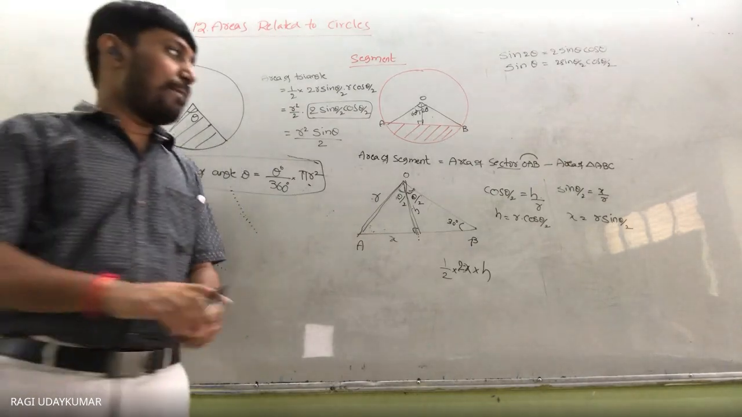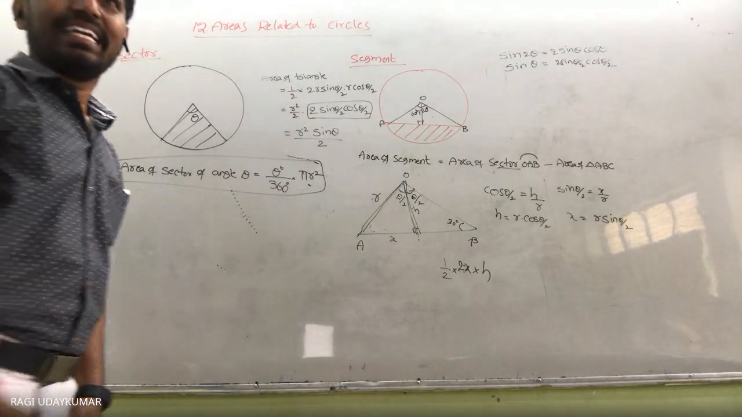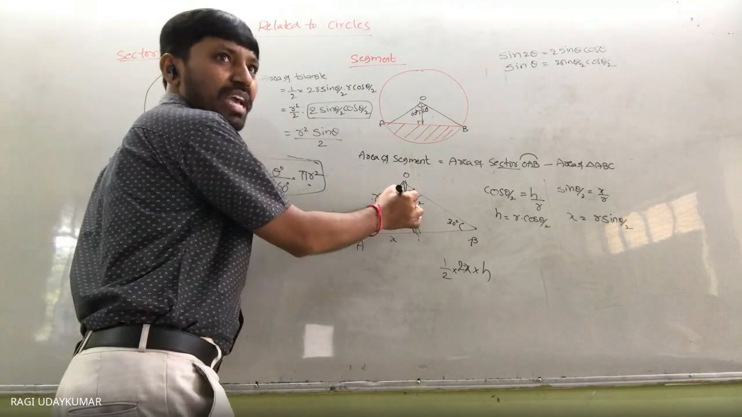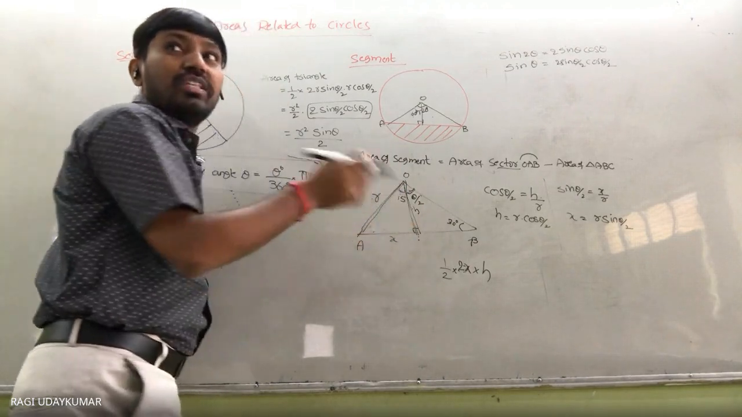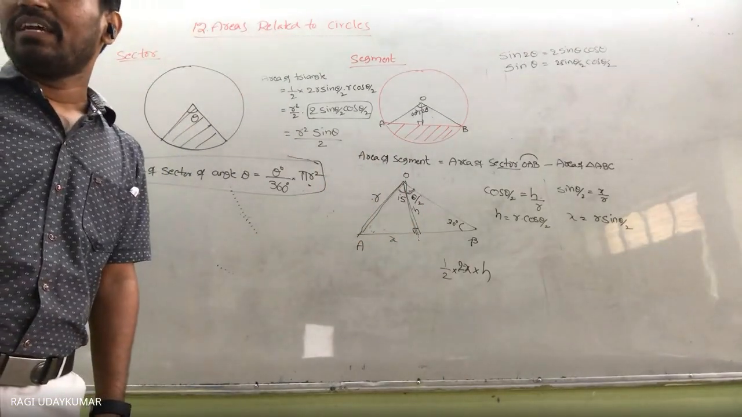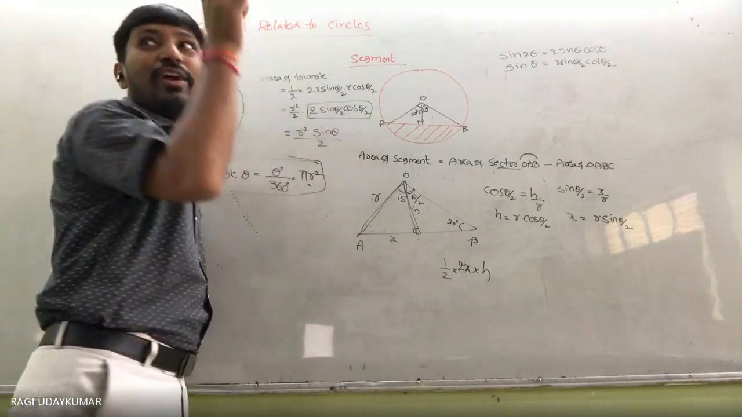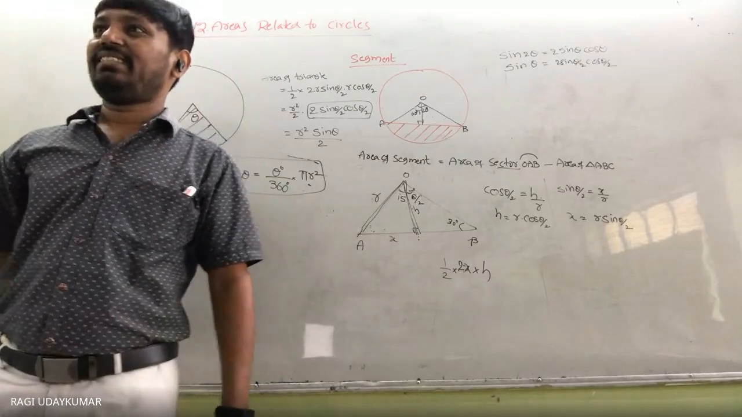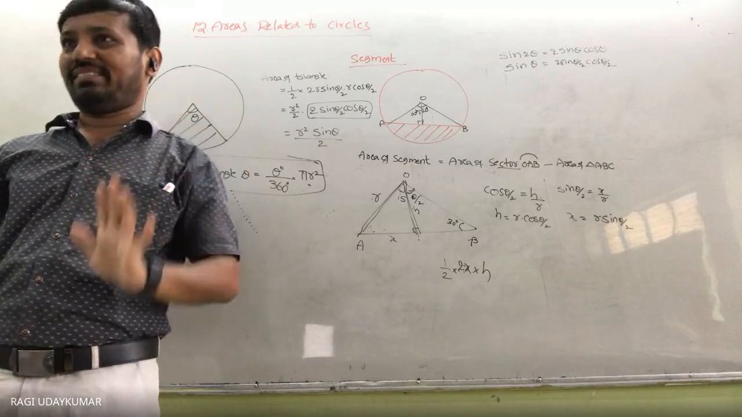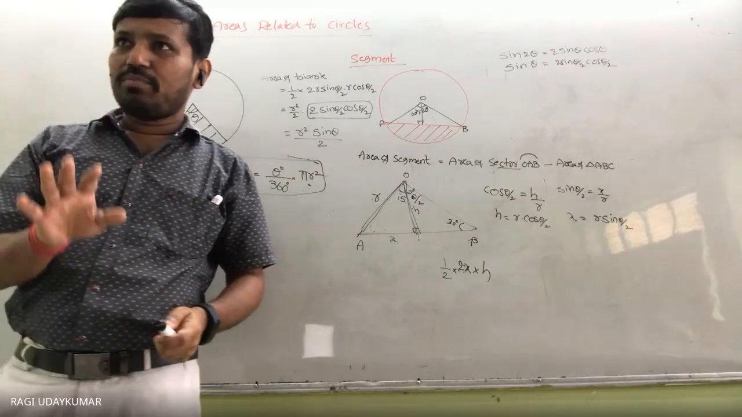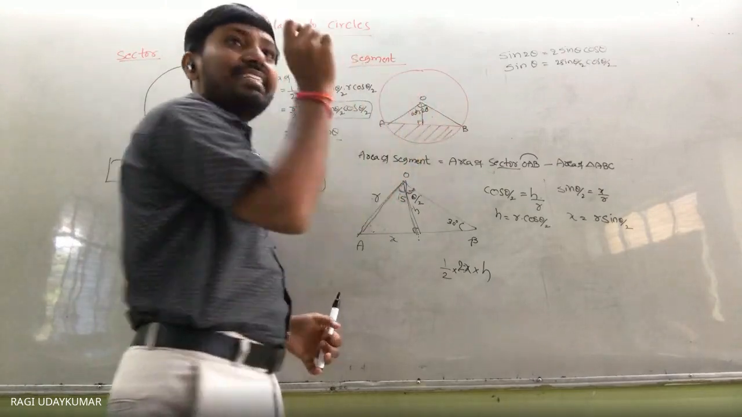Where is the problem? Suppose it is given to you as 30 degrees, then this will become 15. Here how much will it be? 15. We don't know the sin 15 value, cos 15 value, but if 30 degrees is given to you here, and you substitute directly, you are going to get the answer. Sin 30 degrees, what do you get? Area of triangle only. This is the procedure to find the area of a triangle which is making an angle of theta degrees at the center.